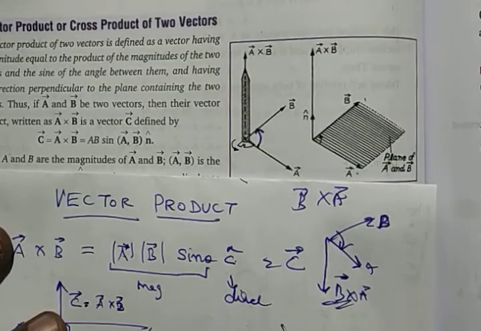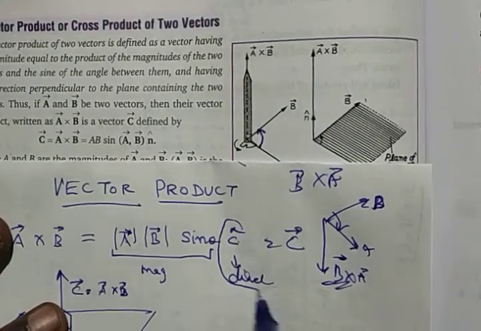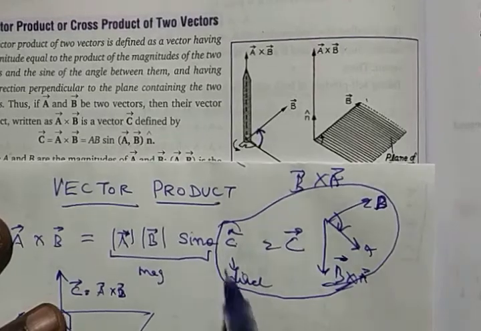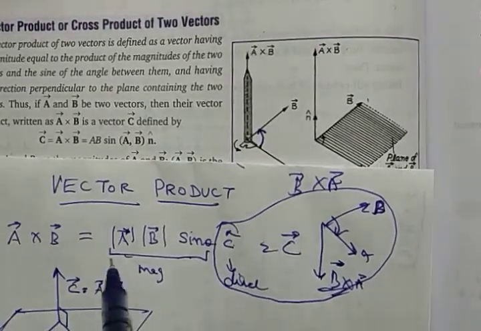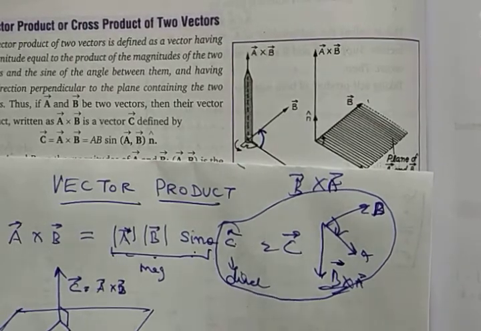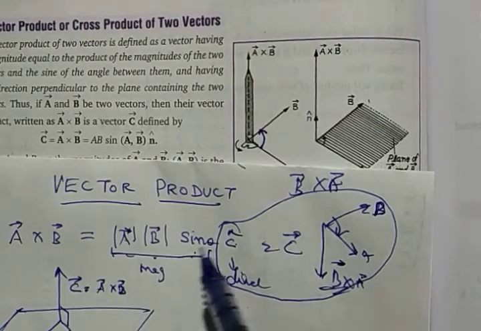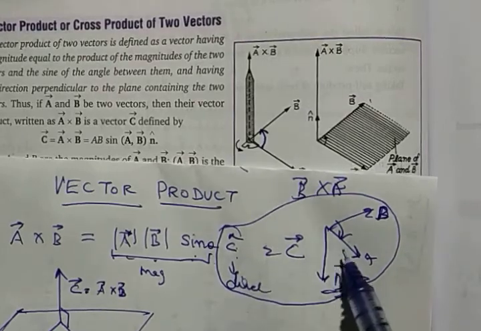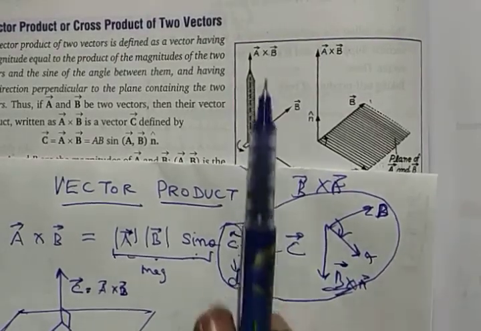Hope you are able to clear with this one. Direction makes it more complex. The magnitude is simple: magnitude of A, magnitude of B, and sine theta. That's simple. That's what the dot product was. It is just A, B, cos theta. But here direction makes it a little complex to find which direction it takes place.